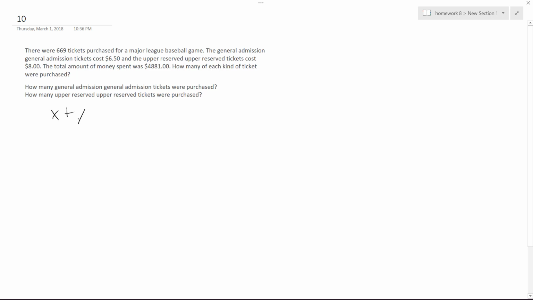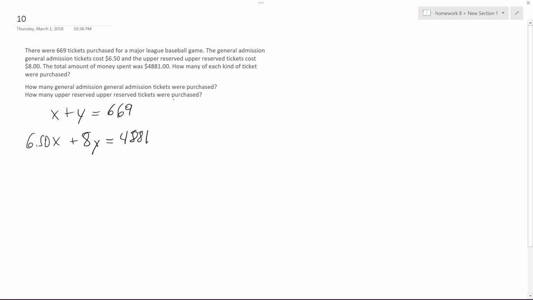So X plus Y equals 669. This is total tickets. X will be general admission, and Y will be upper reserve tickets. Then we're going to have 650X plus 8Y equal to $4,881.